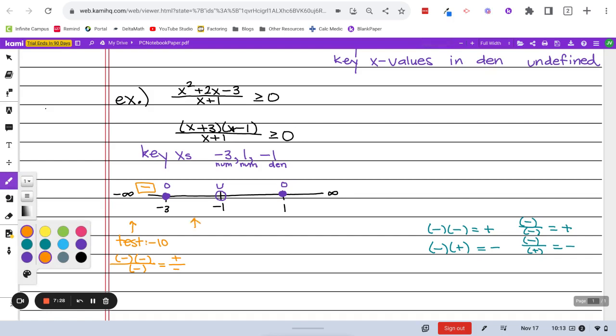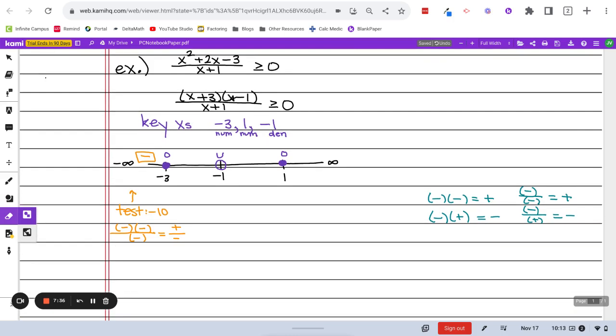Between -3 and 1, I'm probably just going to test -2. Except because of spacing, I am going to move my test way down here. I'm going to test -2. And when I test -2, -2 plus 3 is positive in the numerator. -2 minus 1 is negative. -2 plus 1 is still negative. So I got a lot of negatives. A negative on top, negative on the bottom. That is a positive result for that stretch of sign chart.